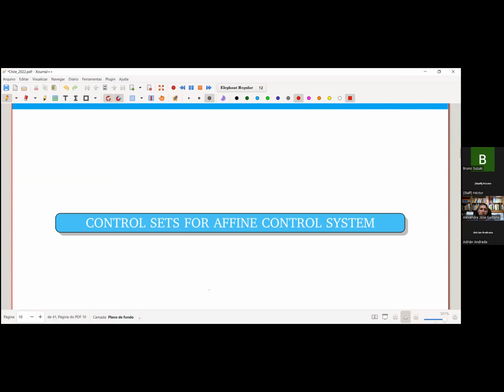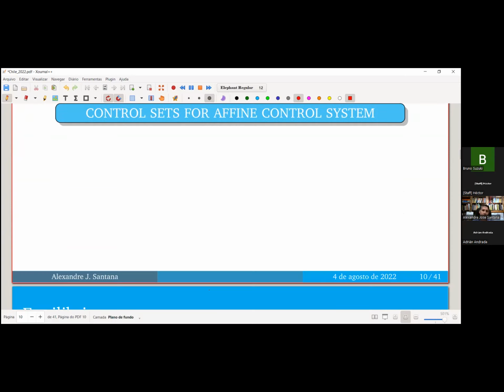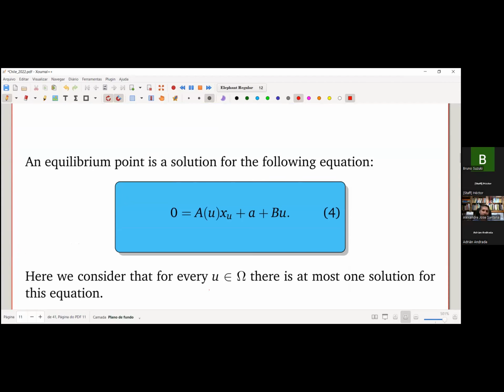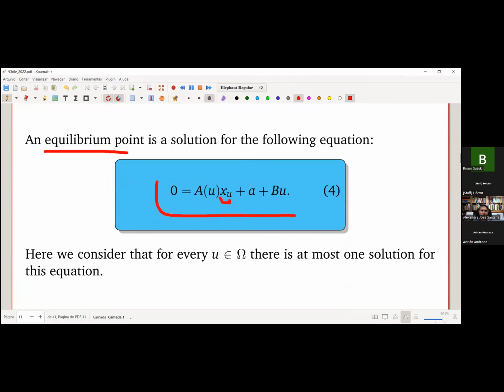So now we have another concept, the concept of equilibrium point. The equilibrium point of an affine system is the point x_u such that we have this equality here. And here we consider that for every u in Omega, there is at most one solution for this equation.